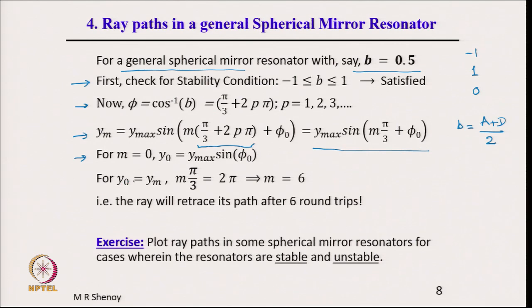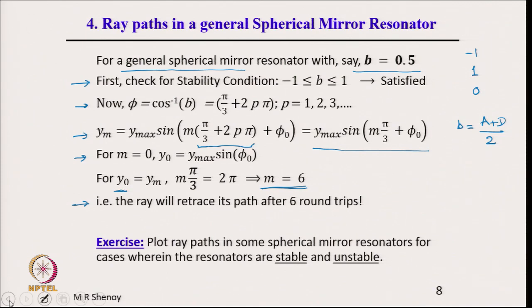For y 0 to be equal to y m, that is, if the ray has to come back to its original starting point, y 0 is the initial displacement. For y m to be equal to y 0, we must have m pi by 3 is equal to 2 pi, because if this becomes 2 pi, then sin of m pi by 3 plus phi 0 will be equal to sin phi 0, which implies m is equal to 6. What does this mean? This means that the ray will retrace its path after 6 round trips.